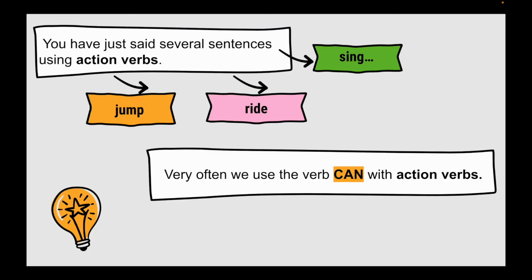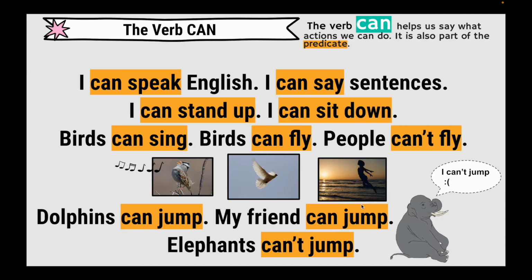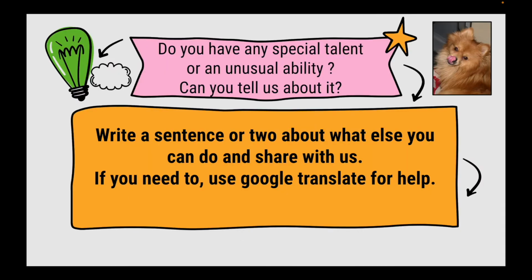A little more. And again, you have just said several sentences using action verbs, and very often we use the verb can with action verbs. Here they are. You'll see a little bit of a silliness again. And now they'll have to talk about their special talent or an unusual ability. I'm even asking them to use Google Translate if they need help with saying this in English.